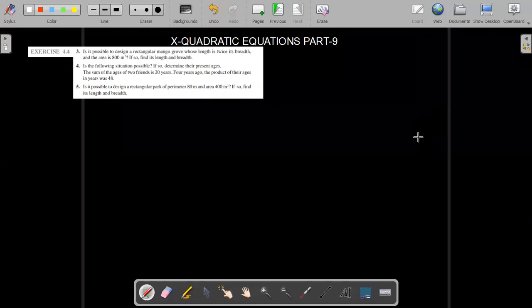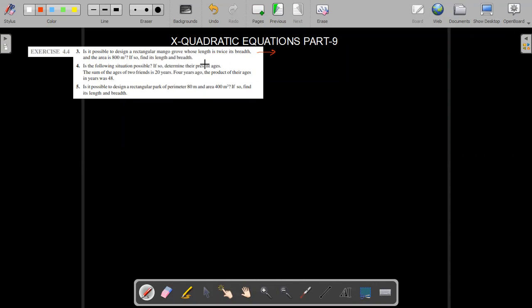So we have seen three conditions for discriminant. Here the question is: is it possible to design a rectangular mango grove whose length is twice its breadth? Length is twice its breadth means we have to make the quadratic equation and check the condition. If real roots are coming, then it is possible.